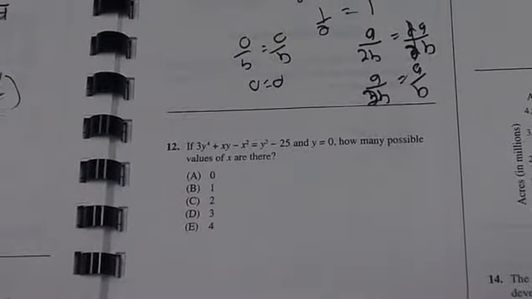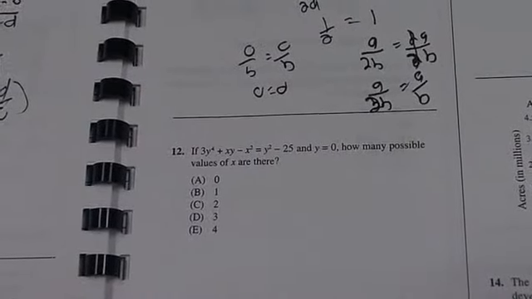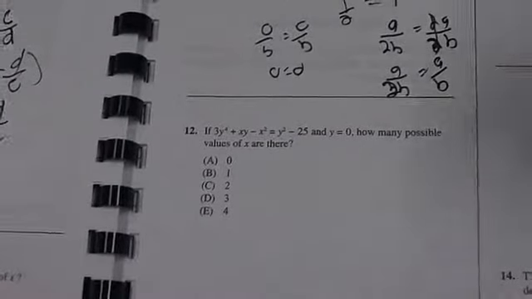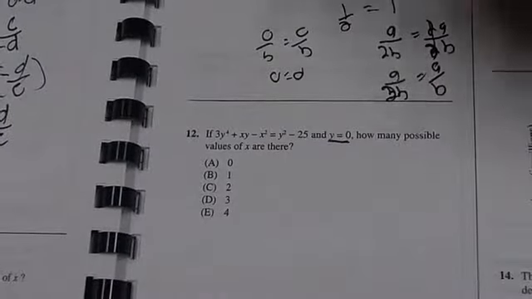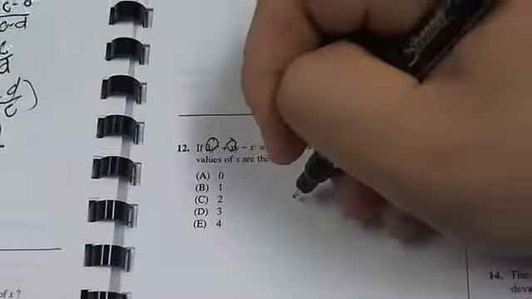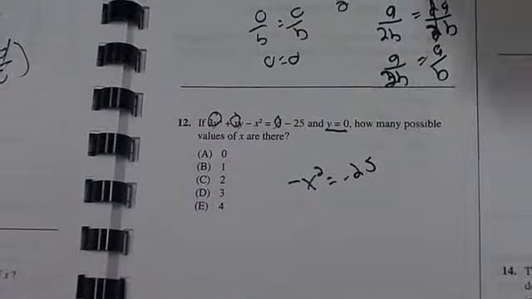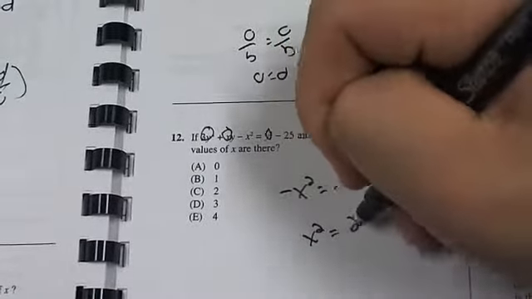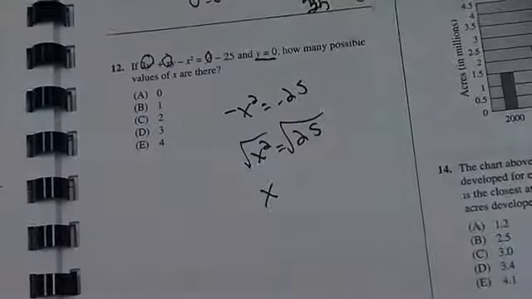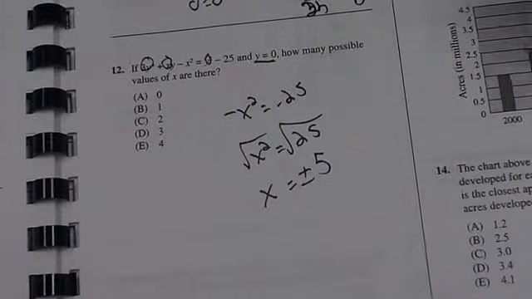12. If 3y to the 4 plus xy minus x squared is equal to y squared minus 25 and y is equal to 0, how many possible values of x are there? So y is equal to 0, so plug in 0 for all your y. So this is going to be 0, this is going to be 0, and that's going to be 0. So you're left with negative x squared is equal to negative 25. Multiply both sides by negative. X squared is equal to 25. Take the square root of both sides. Square root of x squared is x. Square root of 25 is plus or minus 5. So there's only 2 values for x. So the answer is C.